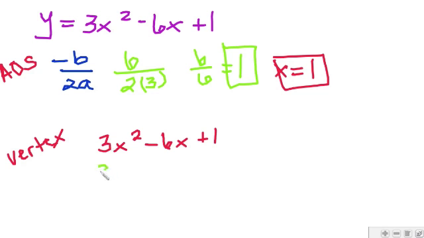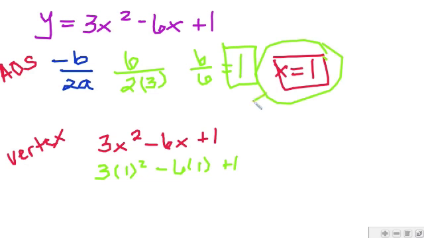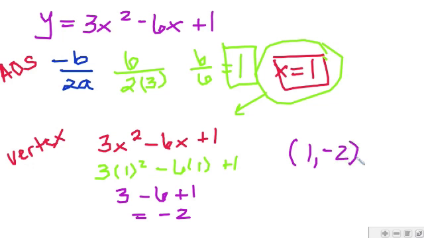We're going to have 3 times 1 squared minus 6 times 1. And since this one doesn't have an x, it just becomes plus 1. All I did was take this answer and plug it in for these x's to find the vertex. Now let's go ahead and simplify this down. So we're going to get 3 minus 6 plus 1, which is going to equal -2, which tells me my vertex starts at 1 and is at 1, -2. Those two answers put together.